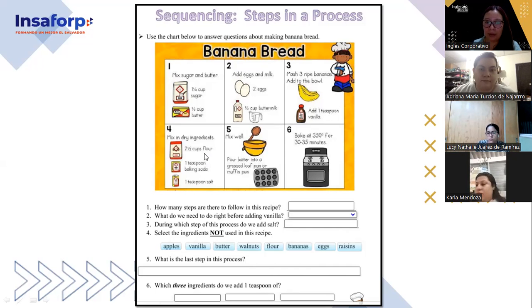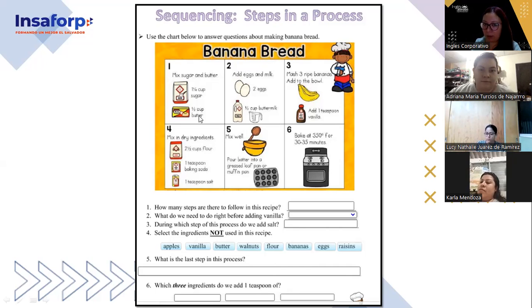Okay? Luego tenemos flour, harina. It can be any type. Rice flour, corn flour, tapioca flour, right? Any type. Baking soda, el bicarbonato de sodio, o polvo de hornear, cualquiera de los dos, right?